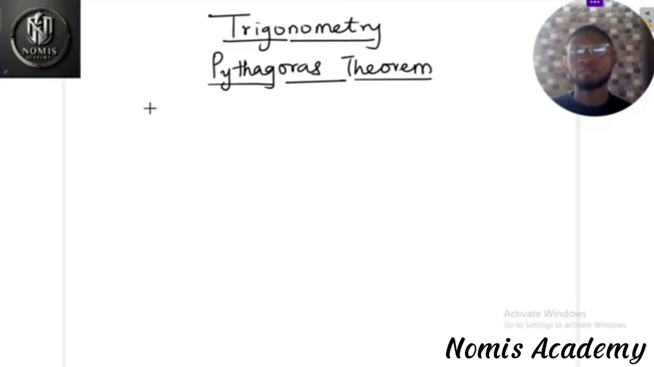Let me take that in other words. In a right angled triangle, the length of the hypotenuse squared is equal to the sum of the length of the opposite squared and the adjacent squared. In a right angle triangle, what are we talking about? Now let's have a right angle triangle on our board.